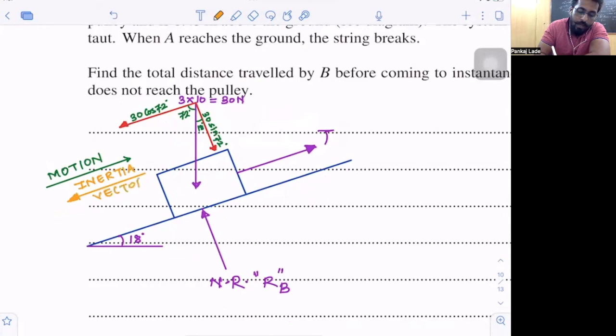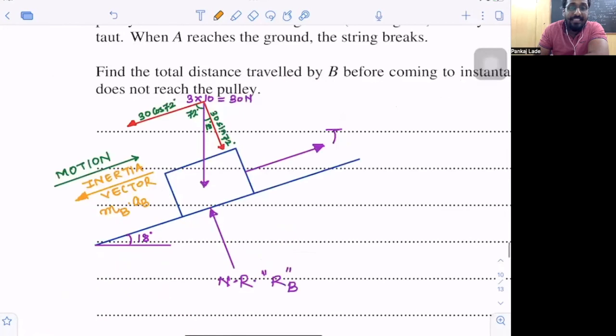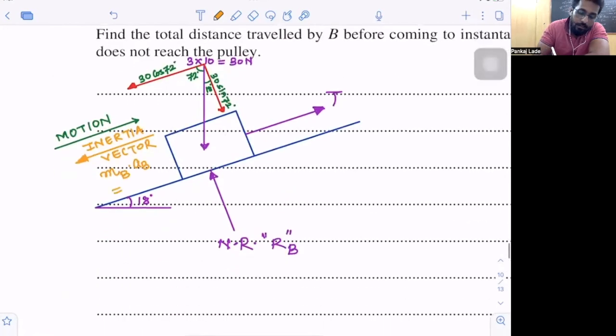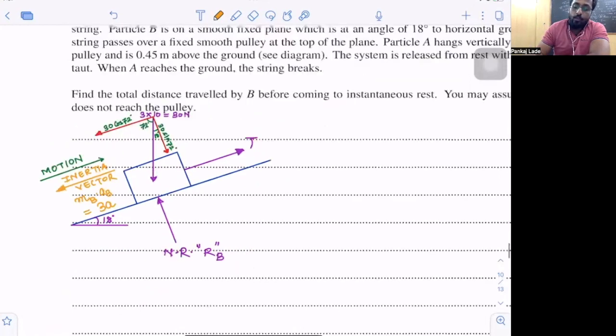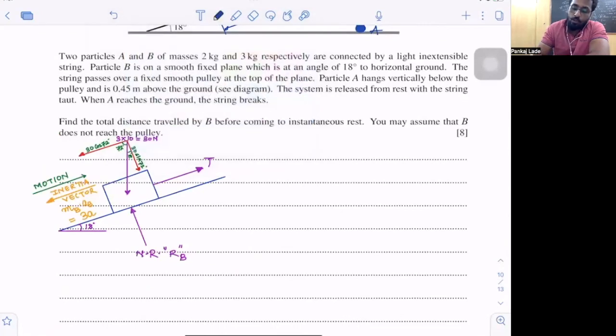The inertia vector is given by mass of B into acceleration of B. Do you know what the mass is? It was 3 kg, and acceleration is taken as a. So this is 3a. No point in taking summation of Fy, because it will simply give you the value of Rb, and we are not utilizing Rb anywhere since there is no frictional force. But we do need to take summation of Fx equal to 0.